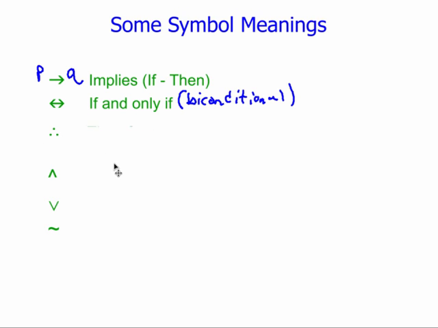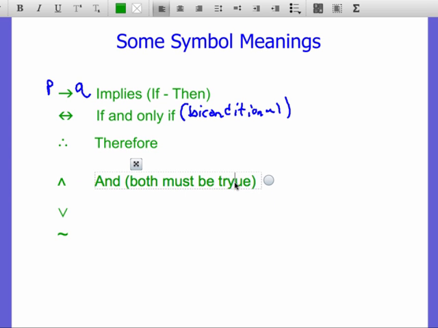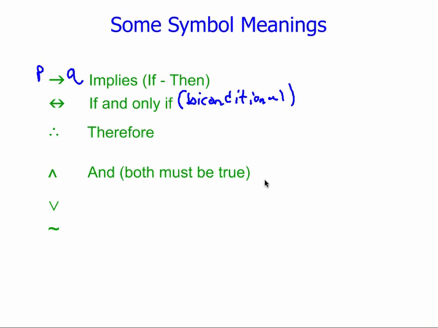The three dots means therefore, like this is true and this is true, so therefore something else is true. Our up caret means and. When we're talking about and, both things must be true. So if I'm using this arrow, I'm saying in order for something to be true, both this and this must be true. And means both must be true. The down caret means or, and for or, only one of them must be true. And our squiggly line means not.